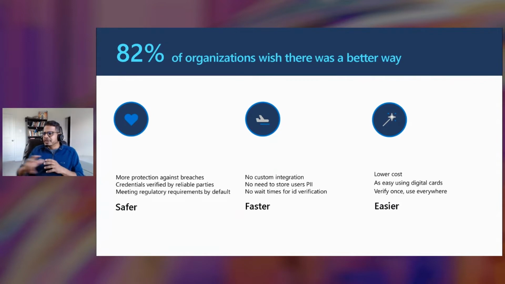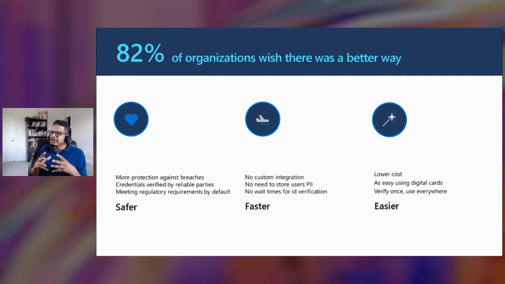As we worked more with these companies, what we realized is that 82% of these organizations actually wish that there was a better way. When we say better, in terms of safer, the first thing that comes to mind is personal data breach. Avoiding personal data breach of any kind.